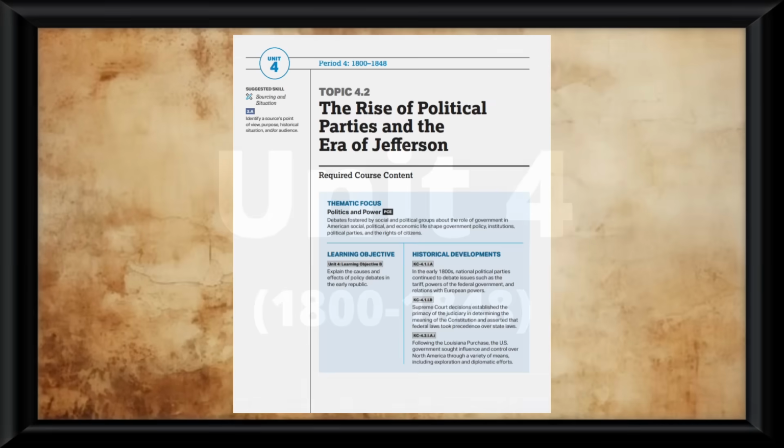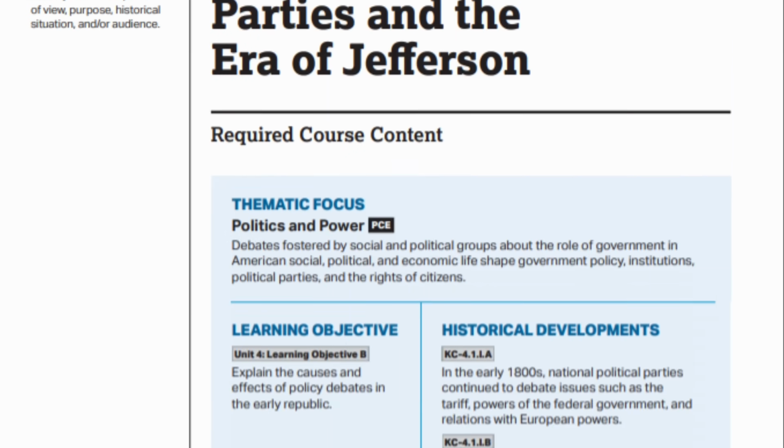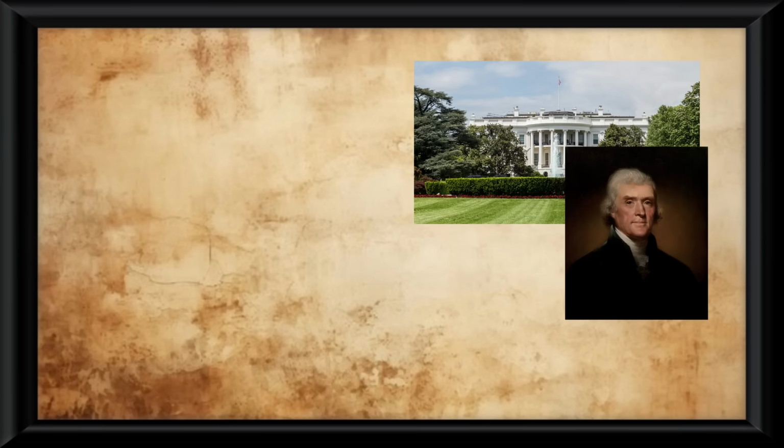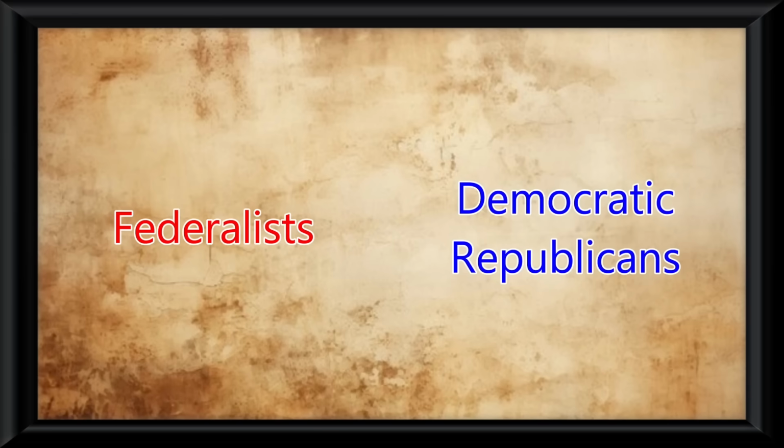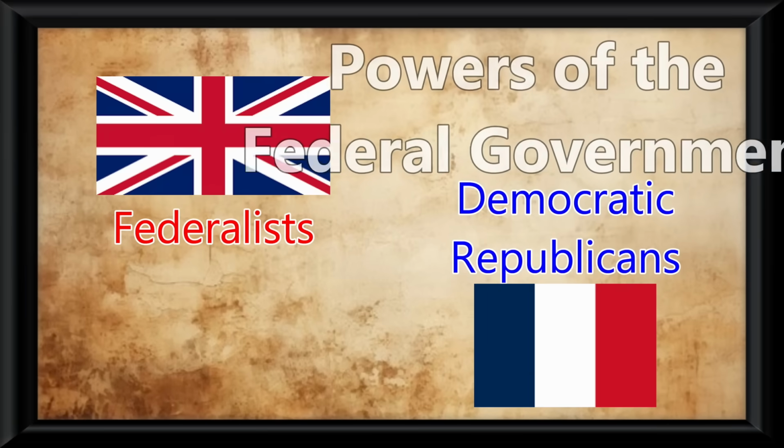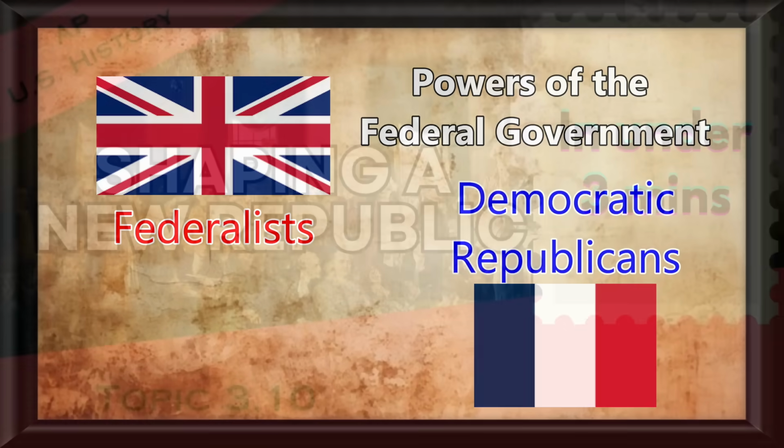Topic 4.2 is about the age of Jefferson's term in office and really what just happened. So, Thomas Jefferson, a die-hard Democratic Republican, takes office after the Federalist rule of Adams. Continuing into this period, we have these two parties debating over relations with the French and the British and powers of the federal government. All things covered in my Topic 3.10 video.